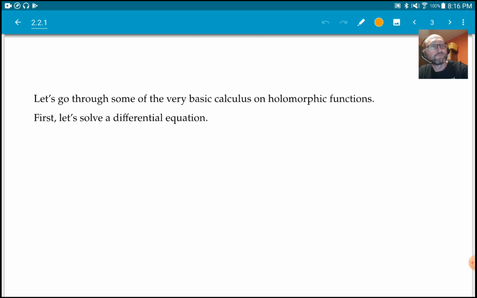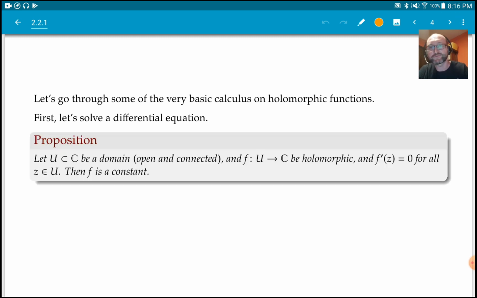So first, let's solve a differential equation. This is the first differential equation that you always want to solve, and it's actually surprisingly useful, it turns out. So suppose you're in a domain. It's important here, an open and connected set, right? And you have a holomorphic function, and let's suppose that the derivative is 0 for all z. Then f is a constant, right?